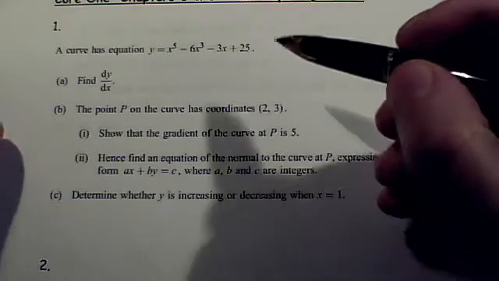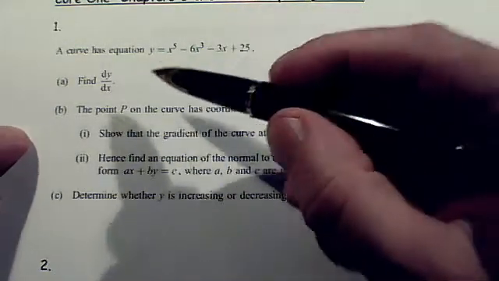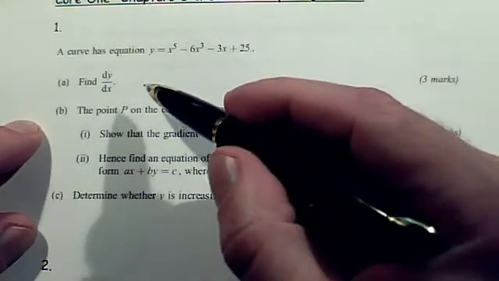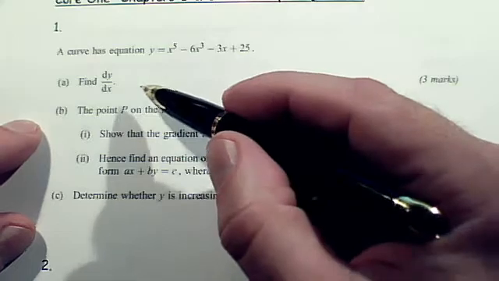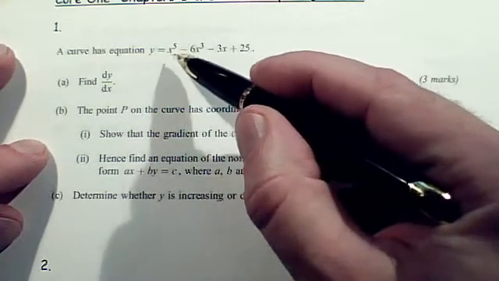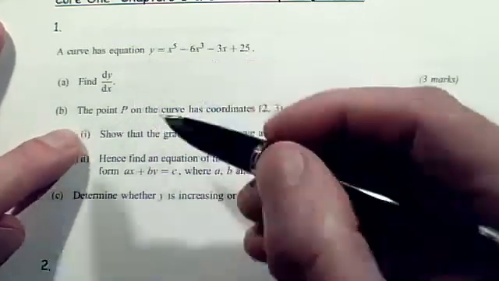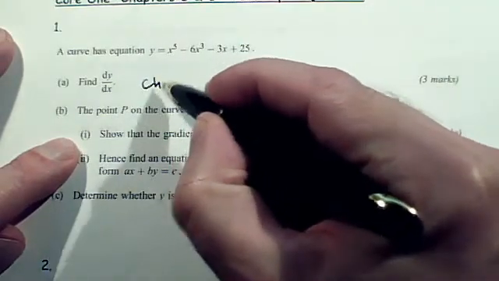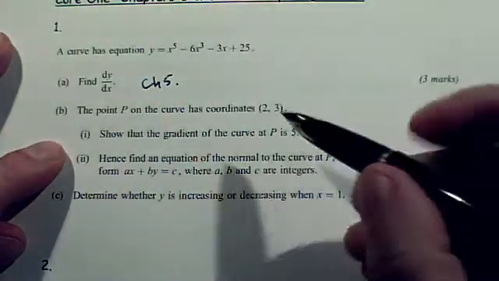Okay, here's a question where we're given y in terms of x, and the first thing we have to do is find dy by dx. So that's using the rule that you learned in chapter 5. You should know what you need to do with each power of x and what number pops out in front. So look up in chapter 5 if you've forgotten how to do that.